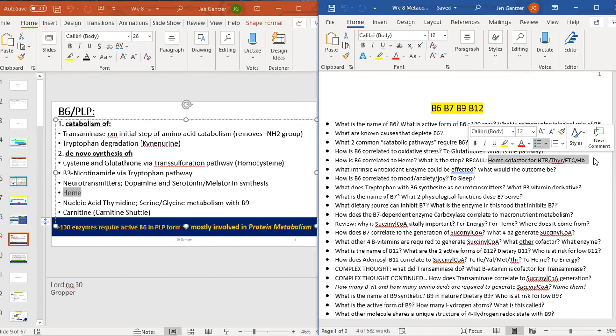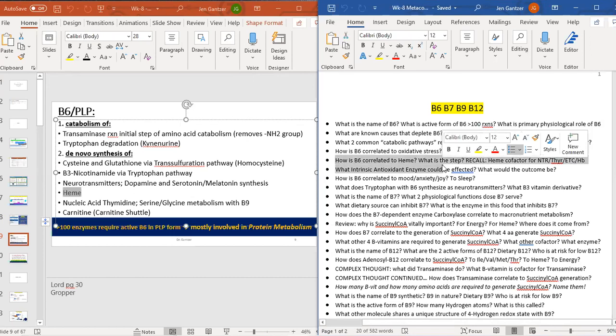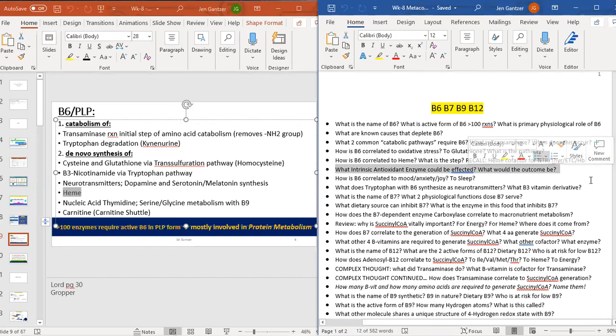It's also required for that thyroid peroxidase. Remember, iodine plus tyrosine through a heme-dependent thyroid peroxidase makes thyroid hormone, and then we need it for our electron transport chain and our cytochrome C. So B6 is now part of your brain when you have to think about heme and you've got succinyl-CoA plus glycine plus B6. All right, so what intrinsic antioxidant could be affected? I just said that that's your catalase. So catalase is heme dependent, which is now B6 and heme dependent.